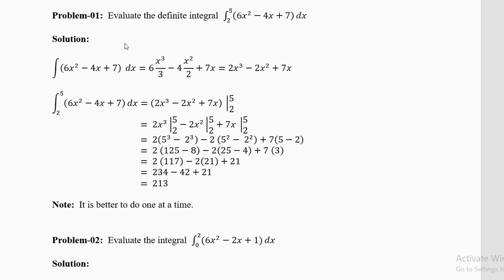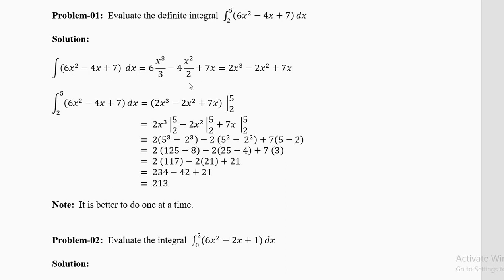Now let's look at problem number 1. Evaluate the integral from 2 to 5 of (6x² − 4x + 7) dx. First you integrate without looking at the limits, which are a = 2, b = 5. Now first integrate.